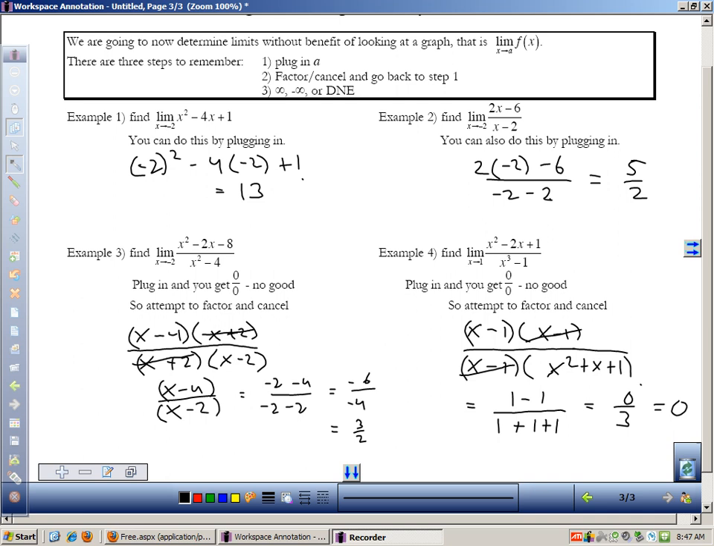So if you get a 0 in the numerator, you're okay. It just means it equals 0. If we get a 0 in the numerator, it's when we get a 0 in the denominator that we have a problem. Okay? Questions on that so far?